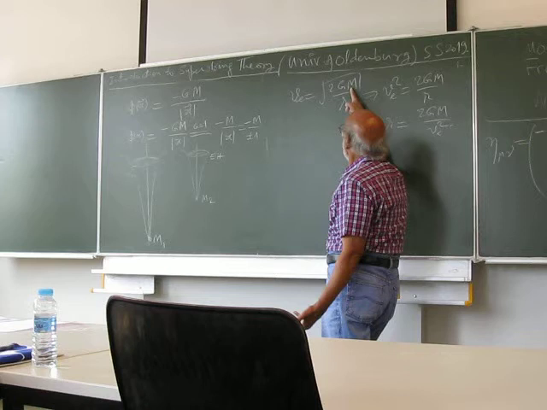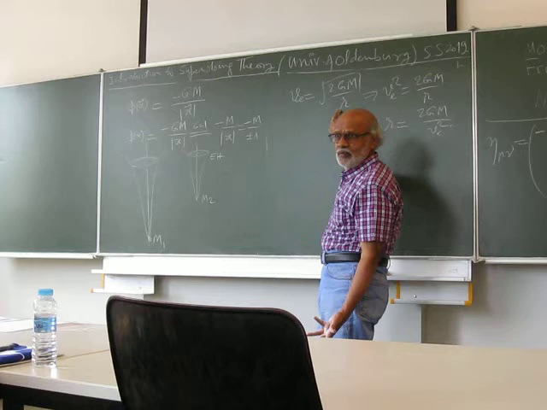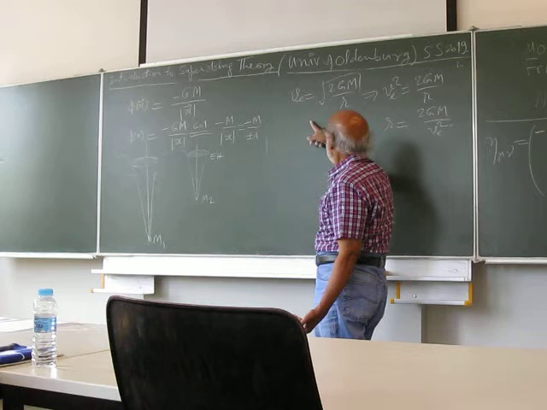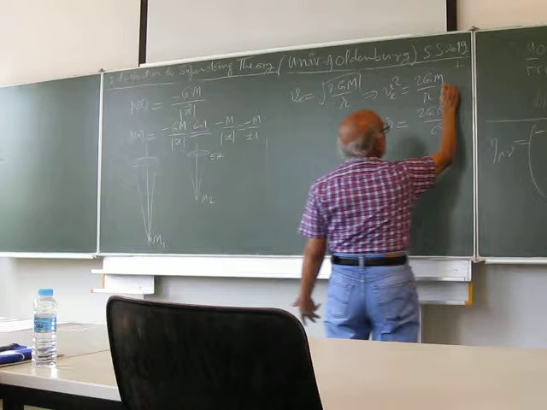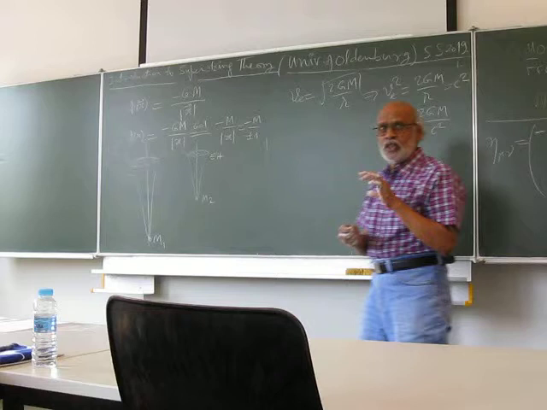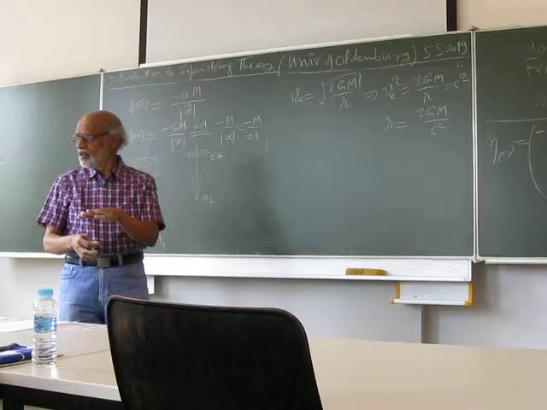Now I again do a simple thought experiment. I want to keep m fixed, but I want to reduce r. What will happen as I reduce r, keeping m fixed? I will reach a limiting value where this is equal to c square. At that point, the velocity becomes comparable to the velocity of light, and then this object of mass m would turn into a black hole.